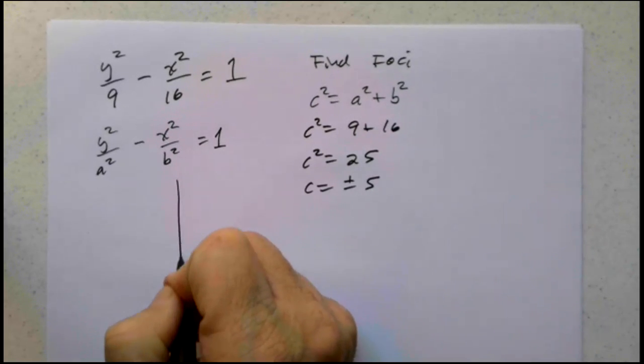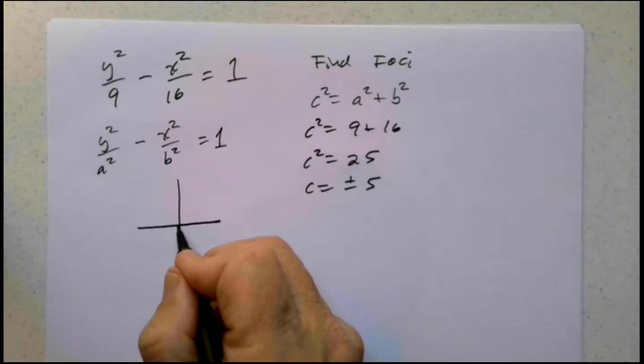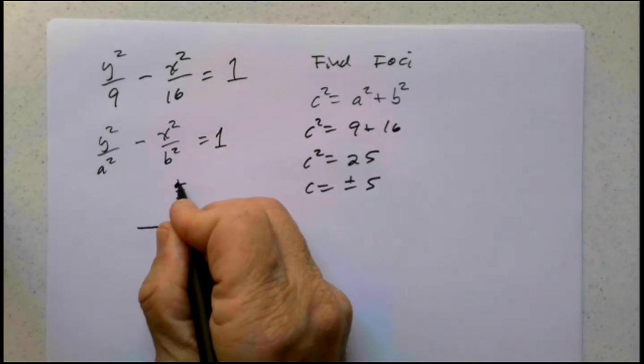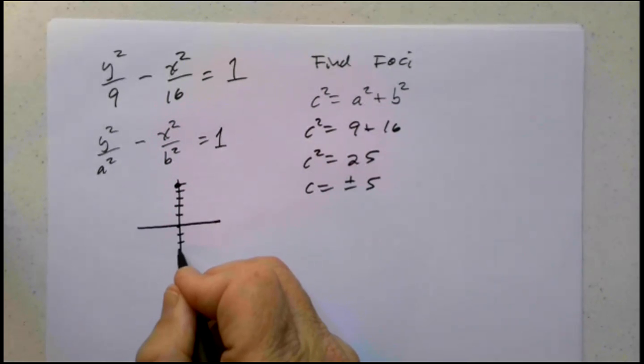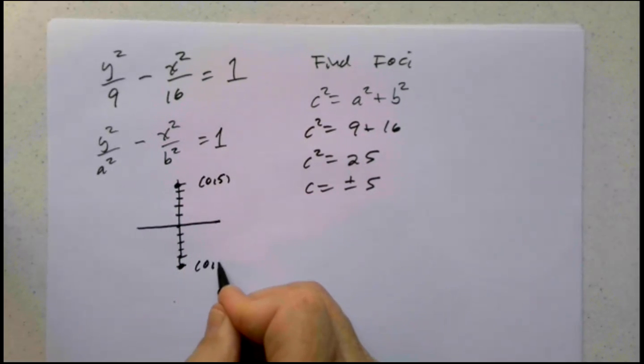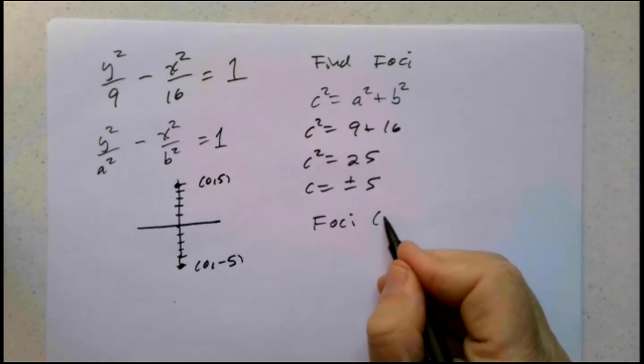Now remember, the foci land on the transverse axis. Our center was (0, 0). So I've got to go up 5 to get a focus on the transverse axis, down 5 to get a focus. So that would be at (0, 5) and at (0, negative 5). Those are the two foci.